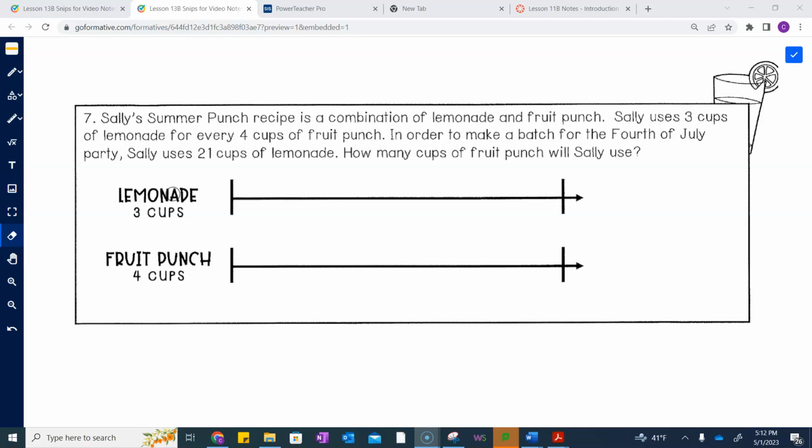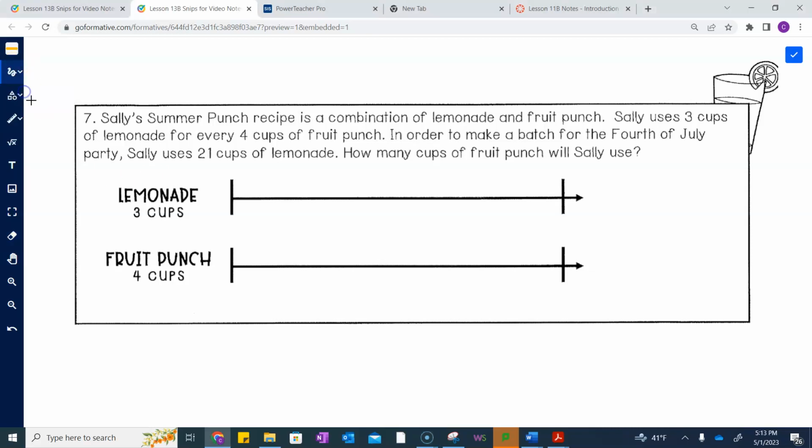In order to make a batch for the 4th of July party, Sally uses 21 cups of lemonade. Must be a lot of people coming. So just using the 3 cups and the 4 cups is going to run out too quick. So she's scaling up her summer punch. She's using 21 cups of lemonade, and she needs to figure out how many cups of fruit punch to use to get the right recipe, to get the right flavor.